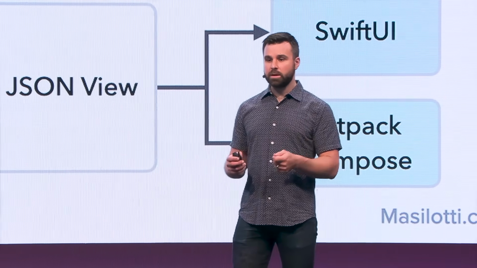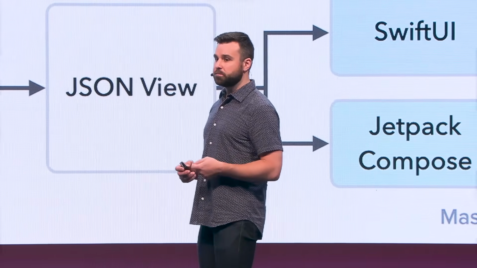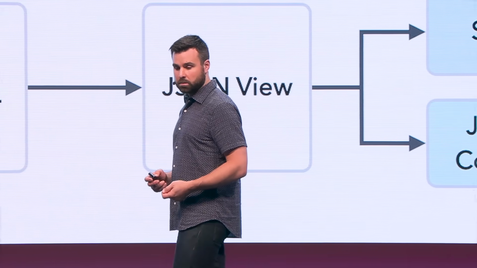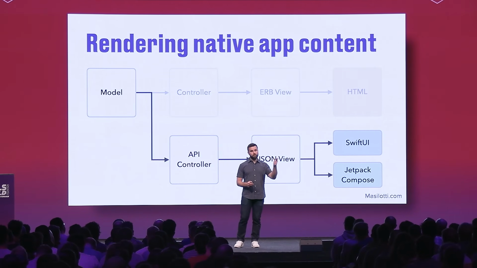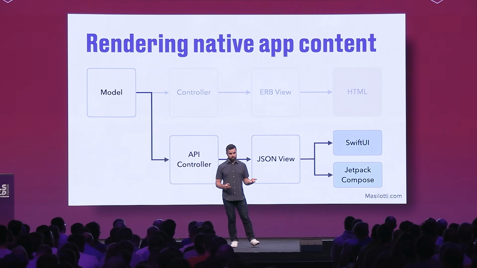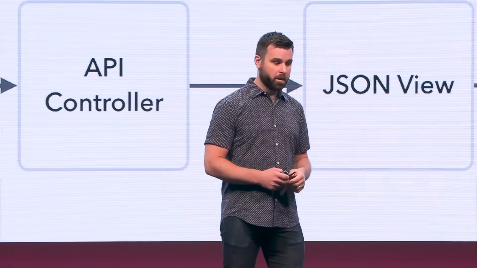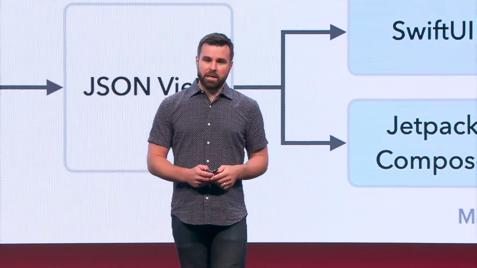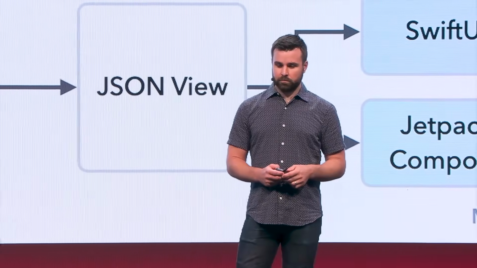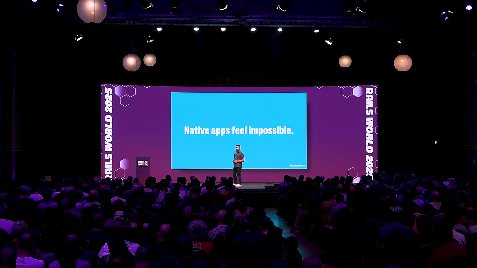We now have twice as much, if not 3 times as much, business logic to maintain. And every new feature requires building it for the web, iOS, and Android 3 times. When something breaks, 3 times the debugging. For small teams, let alone solo developers, this is a maintenance nightmare. It's not possible. It makes native apps feel impossible for Rails developers.